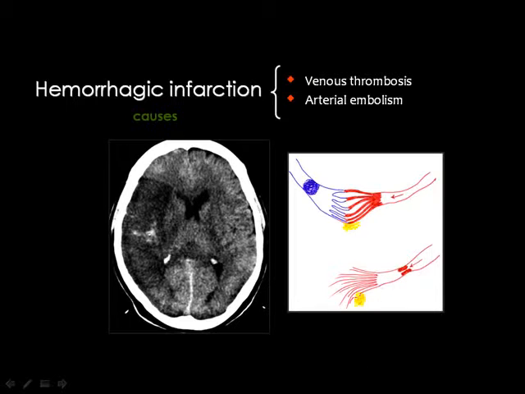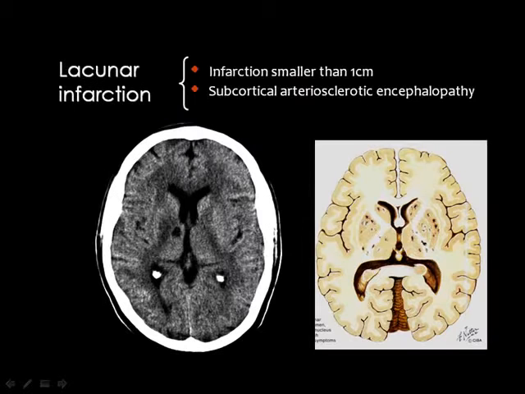Then it will rupture some of the capillaries, resulting in hemorrhagic infarction. Then if you see hemorrhagic infarction, you know that the underlying cause is one of two: either venous thrombosis, and you look carefully in the veins of the brain, or arterial embolism, and you look for the cardiac status of the patient. And an infarction which is less than 1 centimeter in diameter is known as lacunar infarction.